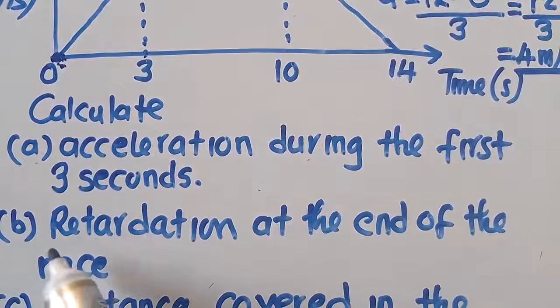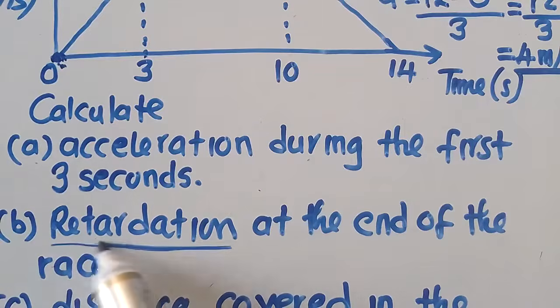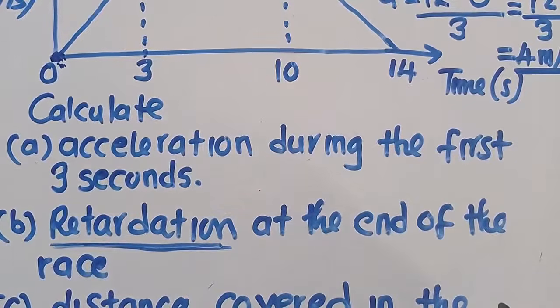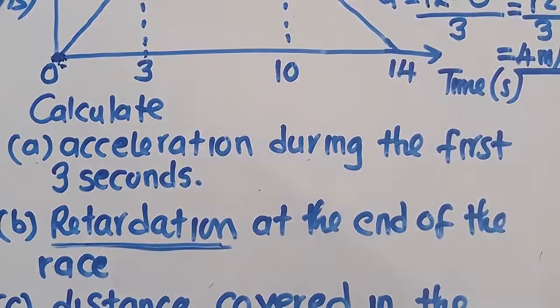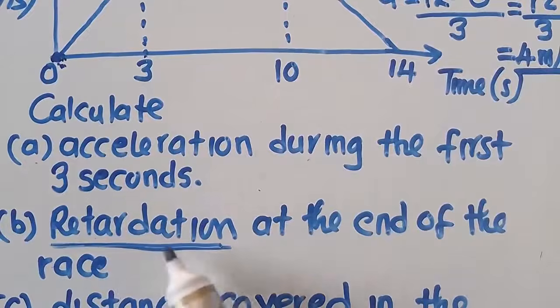So you know that retardation is the what? Is the negative of acceleration. So the answer should come out negative. So we want to calculate retardation. This is the question, retardation at the end of the race. So how can you calculate this?